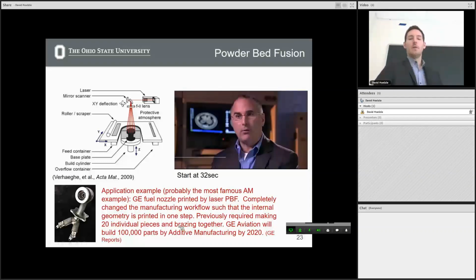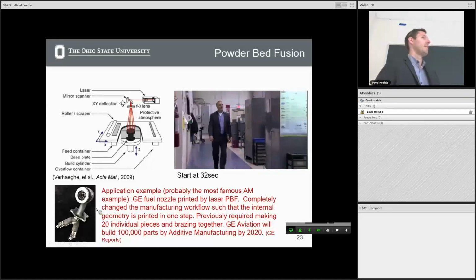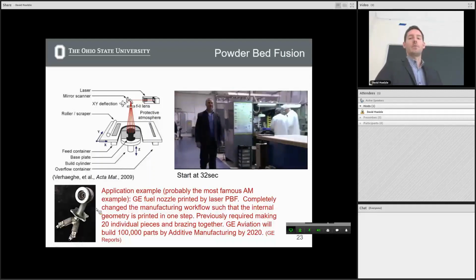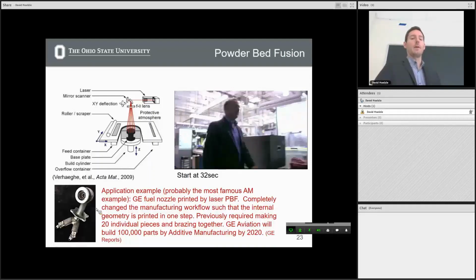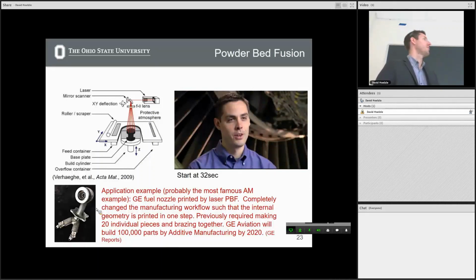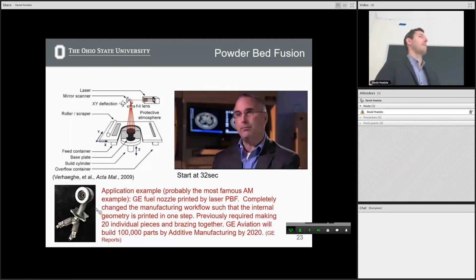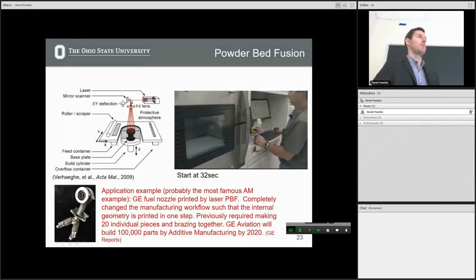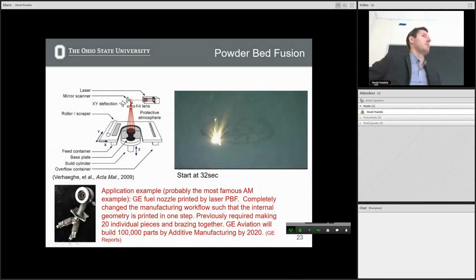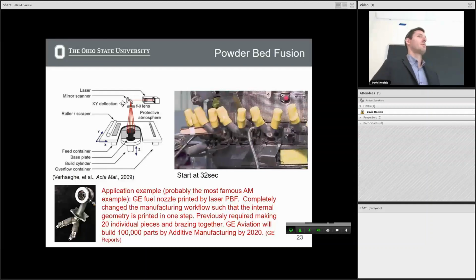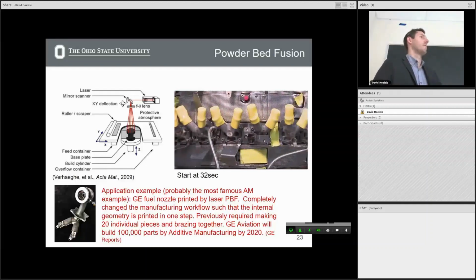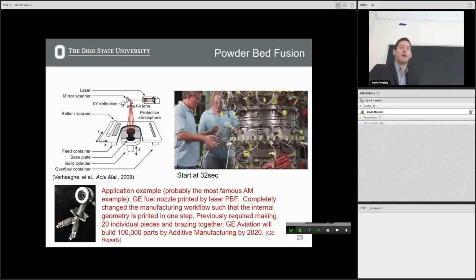So GE has invested in a very large way into this. This is probably the most famous AM printed part by GE. What was illuminating about this part is that it was a fuel nozzle in one of their aircraft engines, and before, it had to be made from 20 individual parts that were then brazed together. Inside this fuel nozzle, I don't know exactly what's there because they haven't told anyone, but I've heard there are a bunch of tortuous channels. This creates certain flow patterns, which is good for aerosolizing the jet fuel.